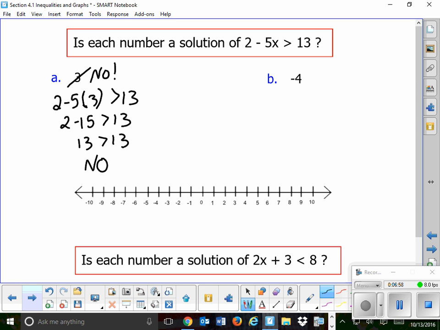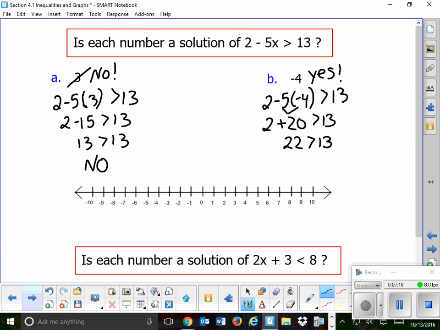What about -4? 2 minus 5 times -4. I'm afraid on here some people might have made algebraic mistakes. Is 2 plus 20, -5 times -4 is positive 20, greater than 13? And the answer is yes. 22 is greater than 13. So yes, this is a solution.